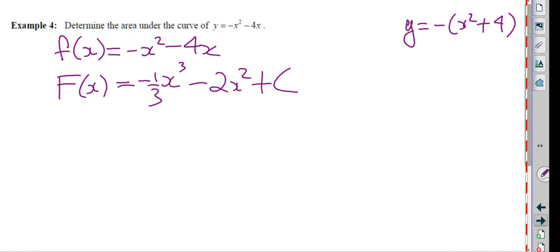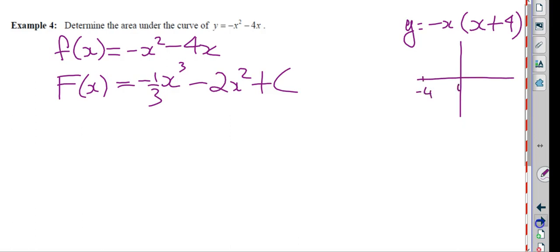What do we got here? Negative, let's factor out a negative x. What will that give us? x plus 4. Okay, so it opens down. It's got a 0 at negative 4 and at 0.